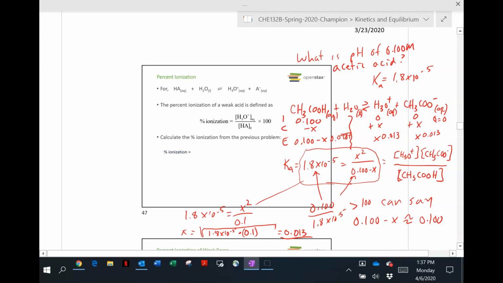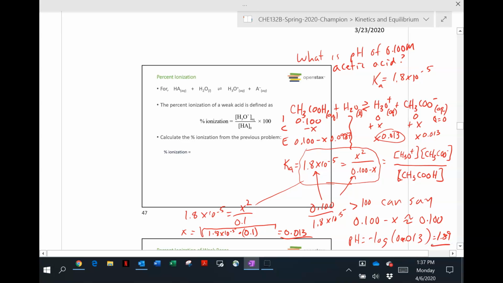All right, so our pH at this point, if I take that number, our pH is the negative log of 0.013, and that's going to be 1.89.